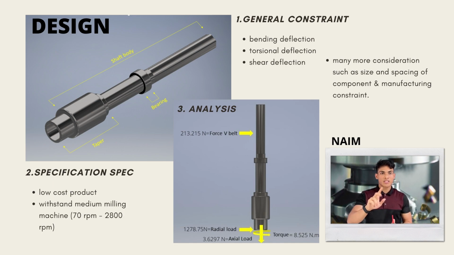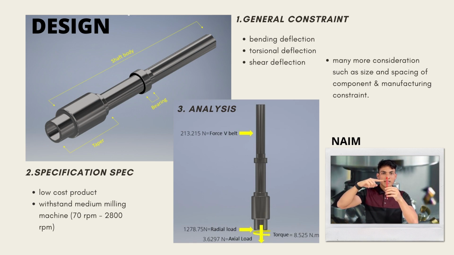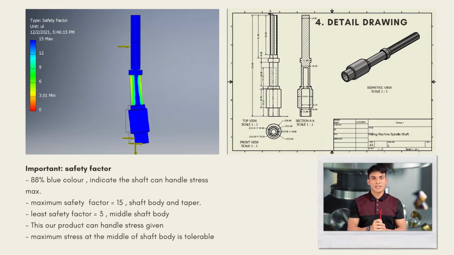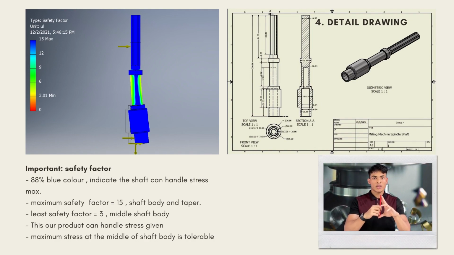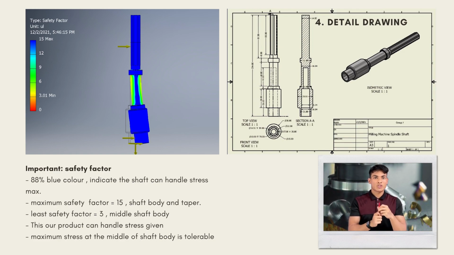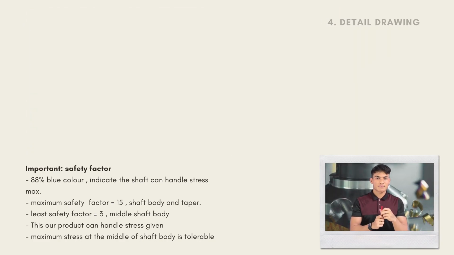There are 3 forces and 1 moment acting on it. First is the force acting by the V-belt, radial load, axial load, and torque. For the simulation result, there are several results given, but we are focusing on the factor of safety. We can see that our shaft is in blue color when maximum stress is applied. This shows that our shaft is safe, but the middle body has the least safety factor, which is 3. We consider it tolerable.